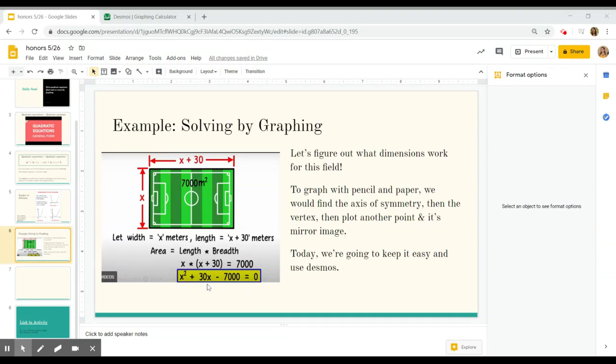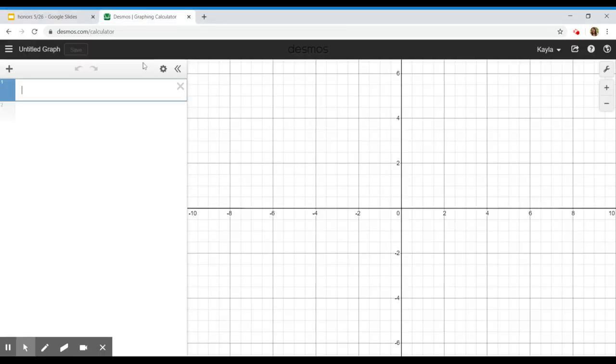To try and solve this equation by graphing, we're going to use what's called the related function. That means when I graph, I'm not actually going to enter x squared plus 30x minus 7,000 equals 0. If I go over to Desmos, I want the related function.